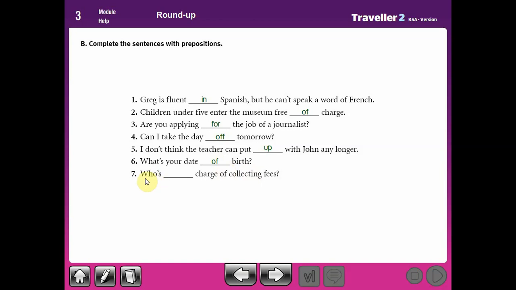Of birth. Who is in charge? In charge of means responsible for collecting fees. Fees mean the money you collect, right? So who is on charge or in charge? In charge. Very good. So this is the suitable preposition here in number 7.